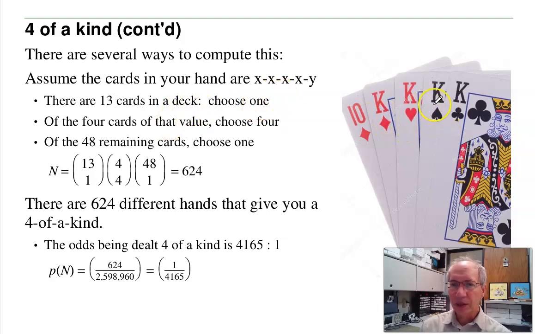Again, I've got 13 different values, pick 1. Of the 4 kings in the deck, pick 4. Equally valid way of doing it is of the 48 remaining cards, again there's 52 cards in the deck, I take out 4 of them for the kings. There's 48 other cards, pick 1 of them. That's the same thing as 12 values, pick 1, 4 cards of that value, pick 1. Either way you calculate is correct. Get the same answer, 624. So that's the odds of being dealt 4 of a kind. 1 in 4,165.